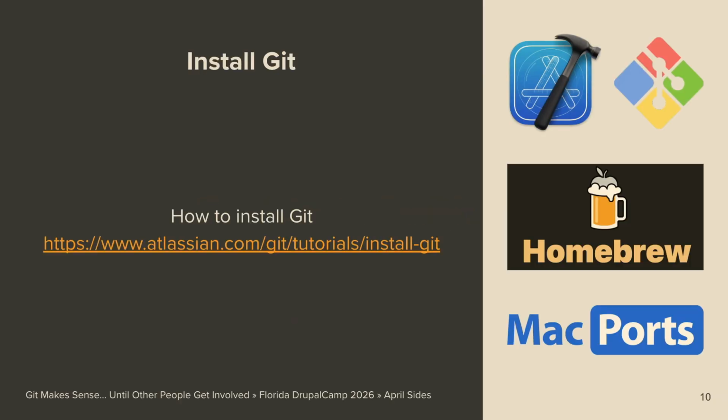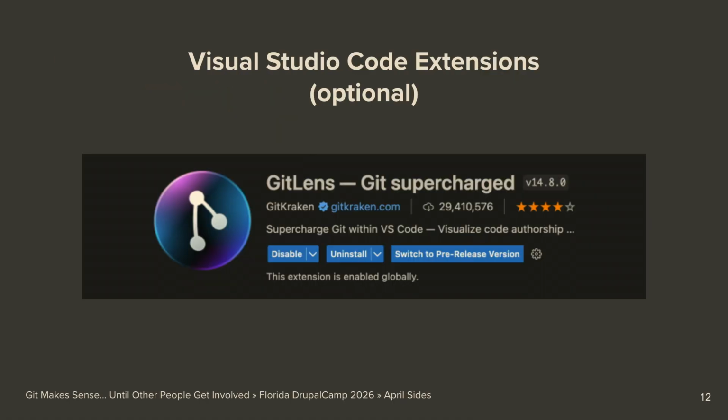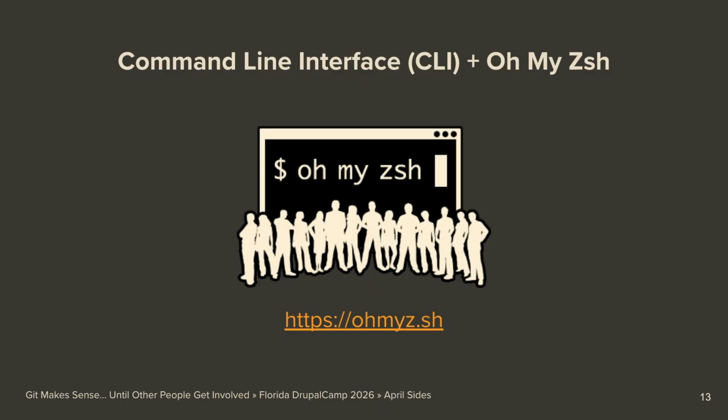To get started with Git, you can follow this tutorial here with Atlassian as a good tutorial, but you can install it locally using Apple Homebrew, MacPorts, various different tools. You can use a graphical user interface. Does anybody use a graphical user interface instead of command line? Sometimes. So most people are using command line at this point, yeah? Okay. So yeah, you can use that to kind of visualize the changes a little bit. If you're using Visual Studio Code, there is a GitLens plugin that can help you visualize things.